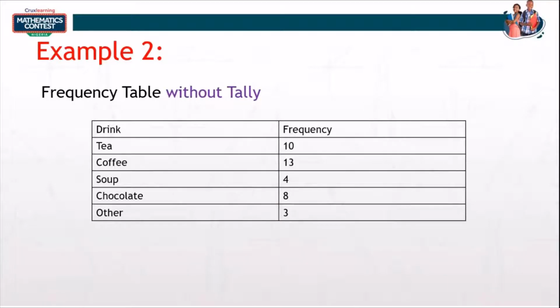Next is without tally. So I have just my drink and frequency. They are the basics. So drink is the first column, so that you don't start with frequency. You start with the item. You don't start with the frequency, you don't start with tally, but start with your item. That's what you're presenting. That should be the first thing on your table. Then you can have your frequency. This is the second part.